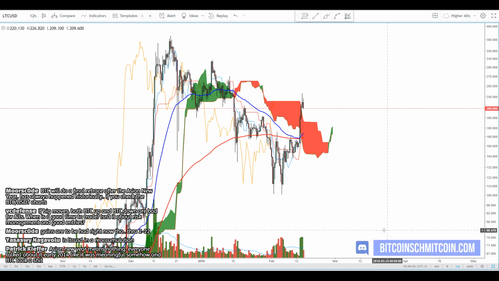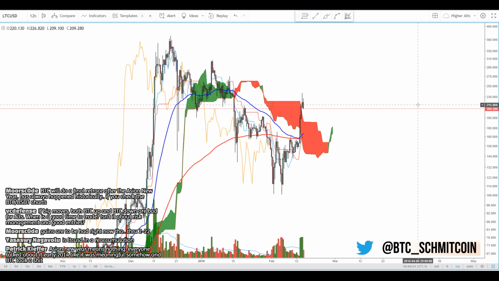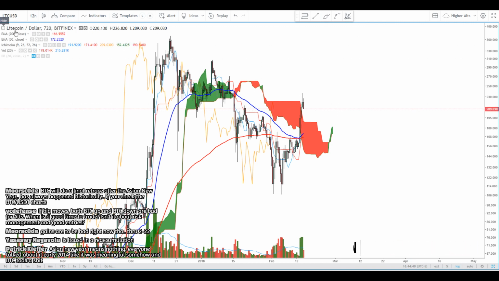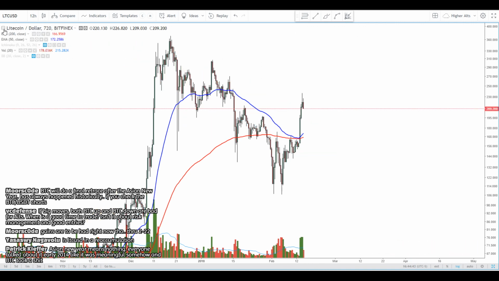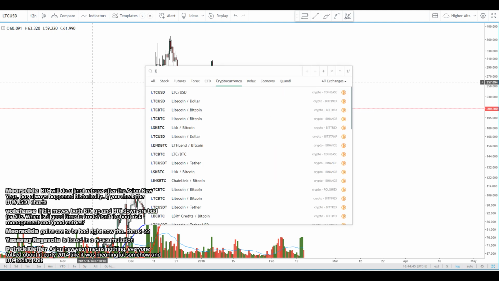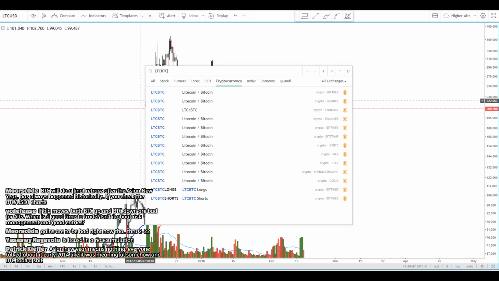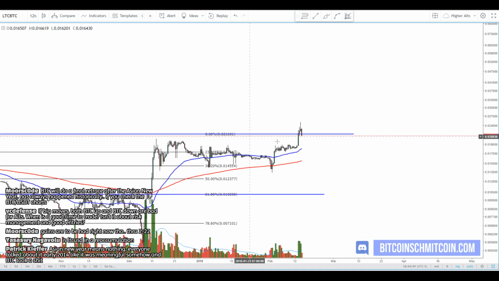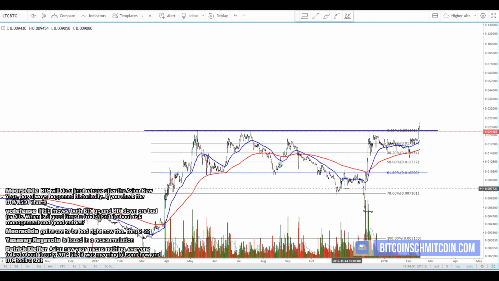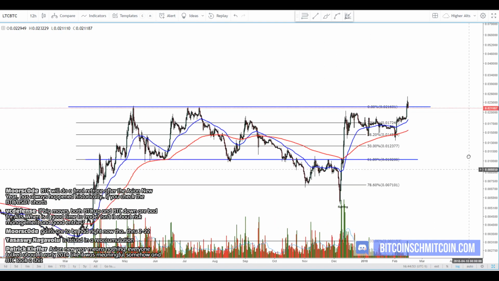But Litecoin's looking really bullish, and as soon as I find confidence in a bottom for Bitcoin, I'm going to be looking to accumulate a lot of Litecoin because it has a lot going for it right now, both fundamentally and technically. I believe if we look at the LTC BTC pair as well, the same sort of story is there.